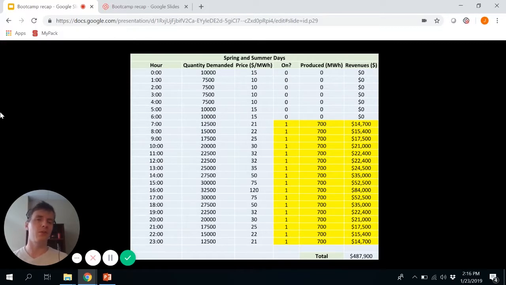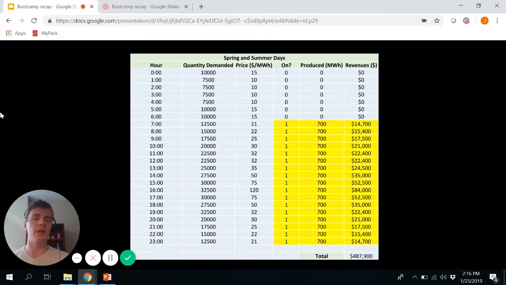Even though it's producing the same amount of electricity in each one of these hours, the prices of electricity are much different, especially if you look towards the highest demand periods of the day, which, if we're talking about spring and summer, would typically be the hottest part of the day when everybody's using their air conditioning. So maybe 3, 4, 5 p.m. You can see that actually at 4 p.m., demand increases so much that the price of electricity goes up to $100 per megawatt hour. And so that's when this power plant is really starting to make money. It earns $84,000 just in 1 hour.